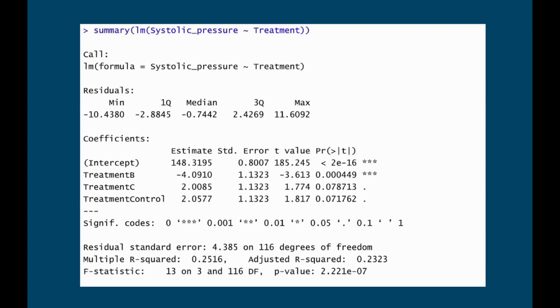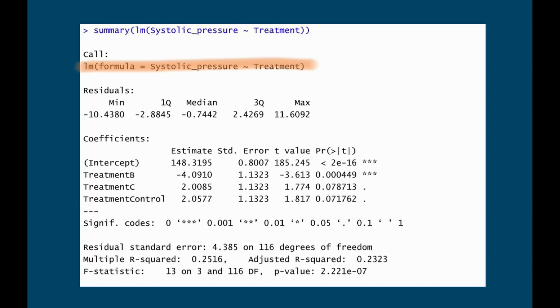So let's just go through this and have a look at some of the things that the summary table is telling us. First of all, it tells us what the actual model we fitted was. That might sound like it's a bit obvious and unnecessary, but in some cases where you're fitting lots of different statistical models, this can be really useful just to let you check.